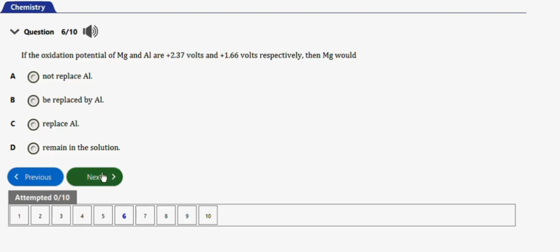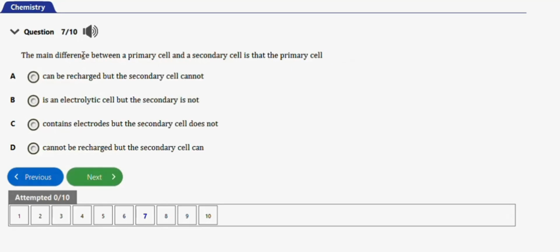Okay, so the next question will be this one. It says the main difference between a primary cell and a secondary cell is that a primary cell can be recharged but secondary cell cannot. No. Is an electrolytic cell but the secondary is not. No. Contains electrodes but the secondary cell does not. No. Cannot be recharged but the secondary cell can. Yes, so the right option is option D. The main difference between primary cell and secondary cell is that primary cell cannot be recharged but the secondary cell can.